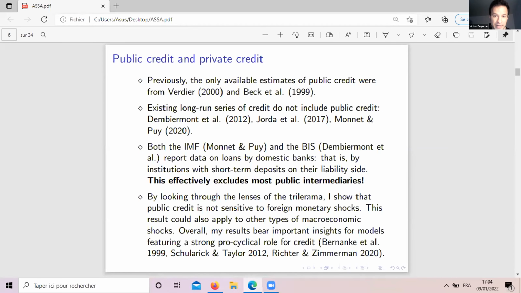So what I do here, again, is start examining the properties of public credit by looking through the lenses of the trilemma. This is a very preliminary way of looking at it.